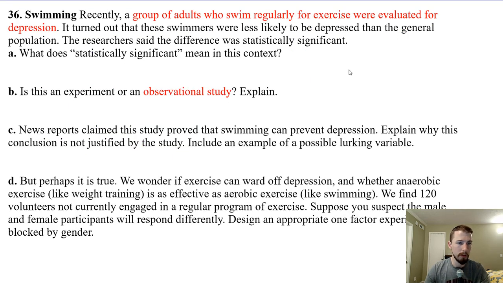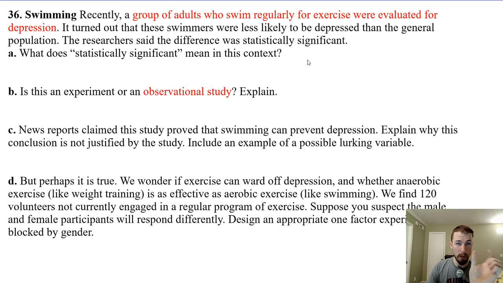36, swimming. Recently, a group of adults who swam regularly for exercise were evaluated for depression. It turns out that these swimmers were less likely to be depressed than the general population. The researchers said that the difference was statistically significant. Statistically significant means the difference that we observed in the rates. So let's say they have a depression level rating from 0 to 5, okay? The general population would, let's say, average 2.5, which is right smack dab in the middle. But the swimmers had, let's say, an average depression level of 2.